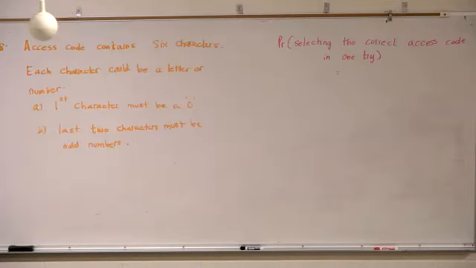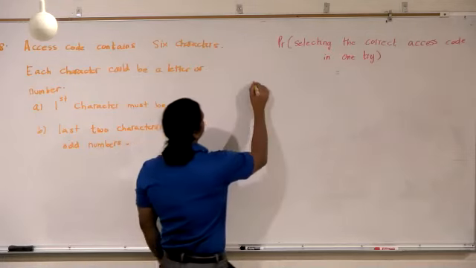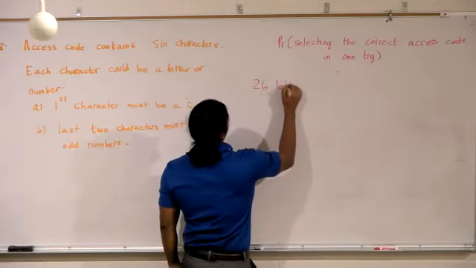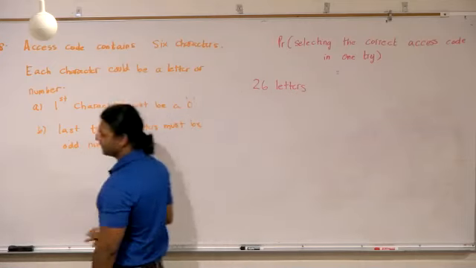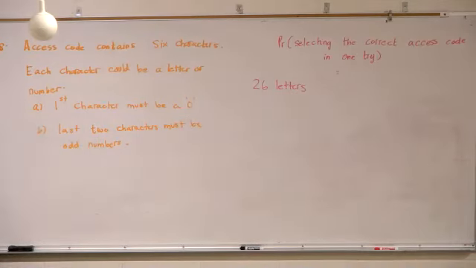So we have 6 characters in an access code, and each character could be a letter or a number. There are 26 letters in the English alphabet, FYI. So 26 letters and numbers from 0 through 9. How many numbers do we have? 10.